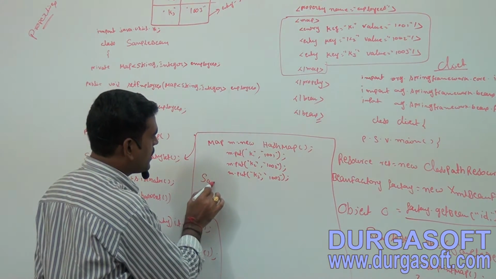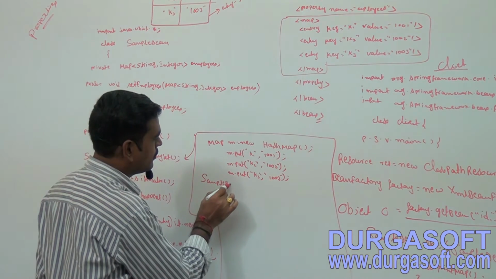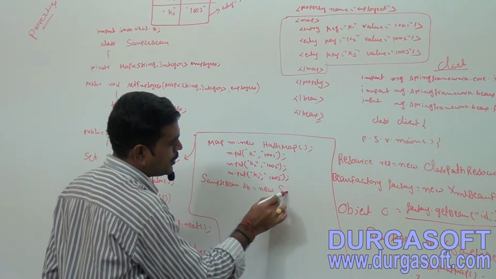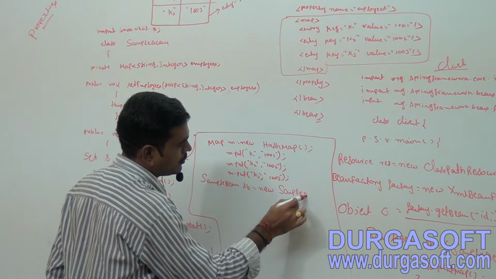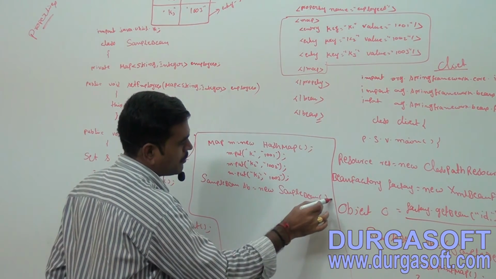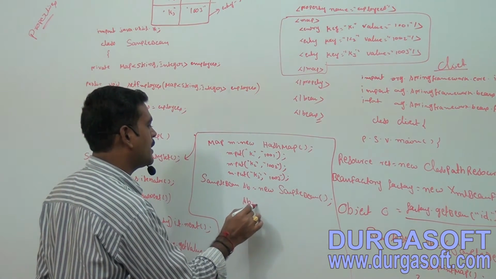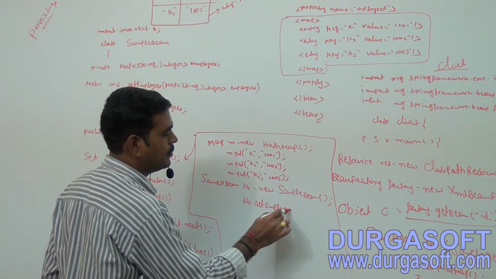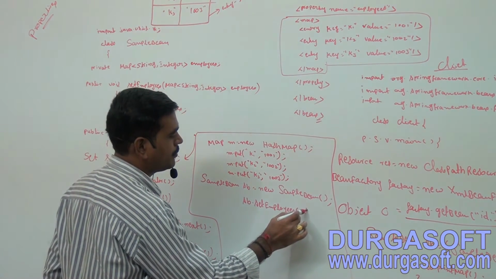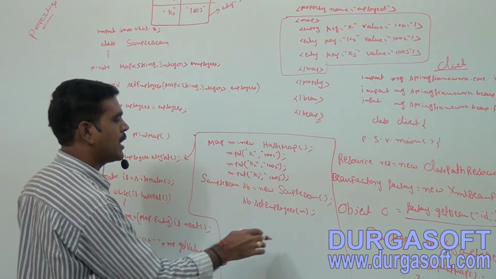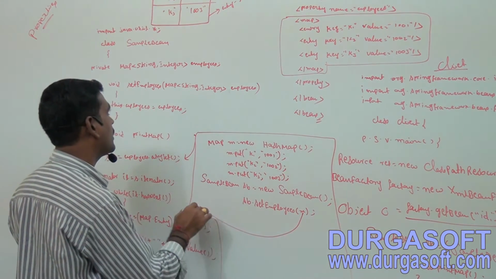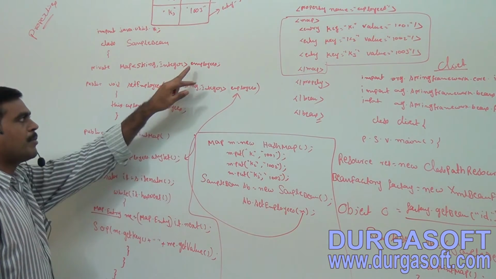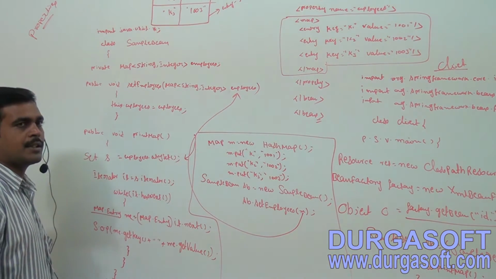After that, which class object is going to be created? SampleBean. SampleBean sb is equal to new SampleBean. After that, sb dot setEmployees of m. This is the internal process. This m object is going to be given internally here. Now it has become an object, then we can iterate the values.